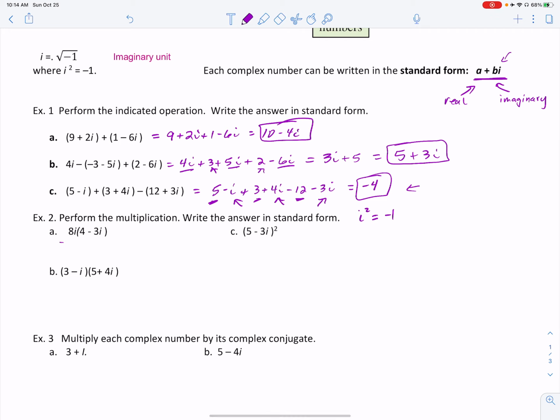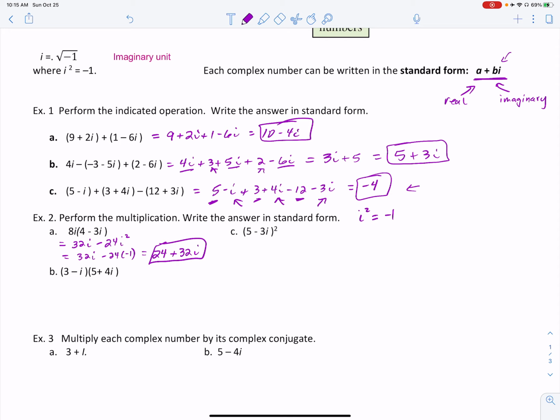We multiply this out just like we would if it was 8x and 3x. So 8i times 4 is 32i, minus 3 times 8 is 24, but you have an i squared, and i squared is -1. So you end up taking that -24 times a -1, which is plus 24. We put the real part first and the imaginary part second, and so we will write that 24 plus 32i.